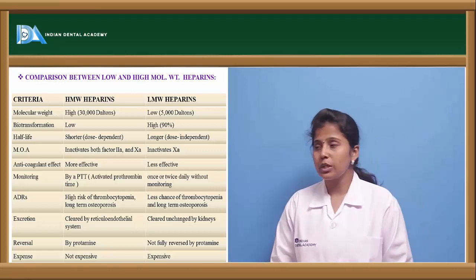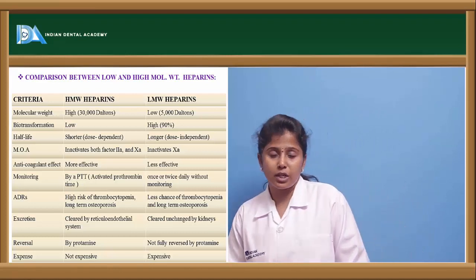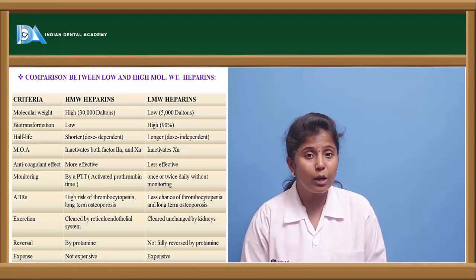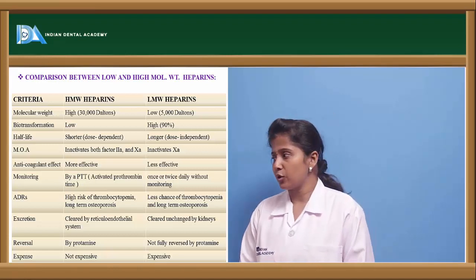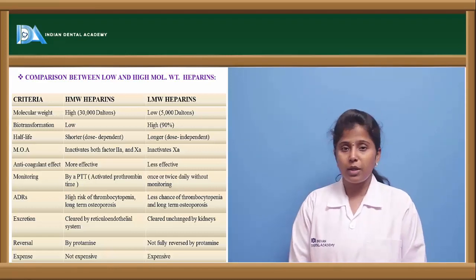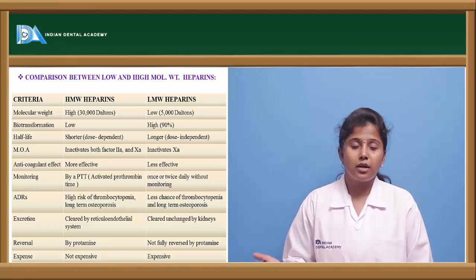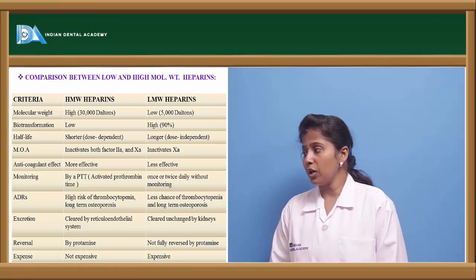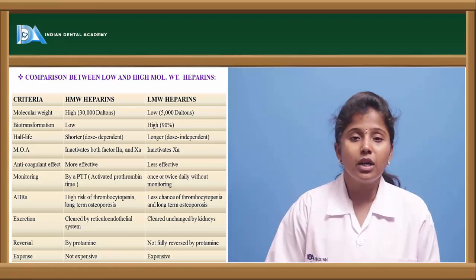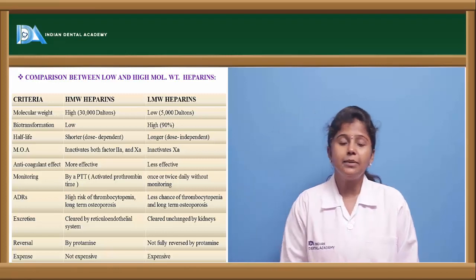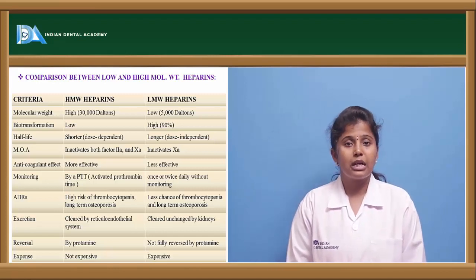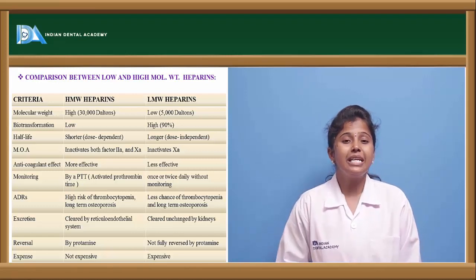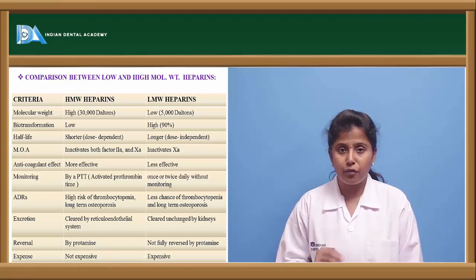And the adverse drug reactions with high molecular weight include thrombocytopenia. As these reduce the clot formation, the thrombocyte count is reduced. On higher doses it may lead to thrombocytopenia, and on long term usage it may lead to osteoporosis. If we see the adverse effects of low molecular weight heparin, they have fewer adverse effects when compared to high molecular weight heparin. High molecular weight heparins are eliminated through the reticuloendothelial system, whereas low molecular weight heparins are eliminated out of the body through the kidneys in unchanged form.